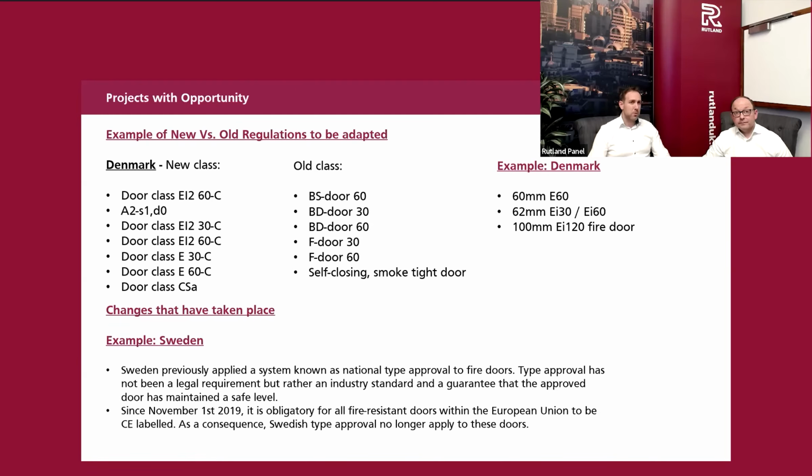But there's an example where Sweden also had a change. They used to have a national type approval for fire doors, and whilst it wasn't a legal requirement, it was actually an industry standard and guaranteed the approval of the doors to be manufactured to a safe level. But since the 1st of November 2019, it is now obligatory for all fire doors within the European Union to be CE marked. So they've gone through some radical changes in order to advance their fire efficiency and safety. Yeah, that's very good. Thank you.